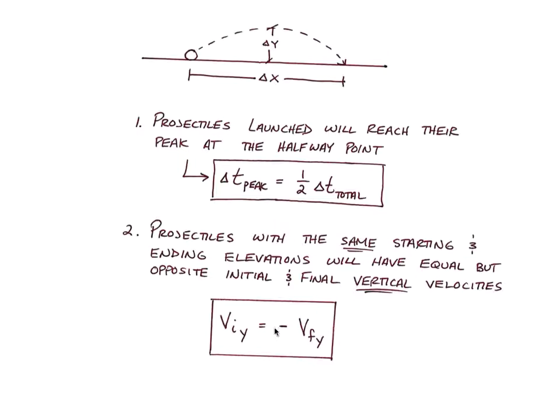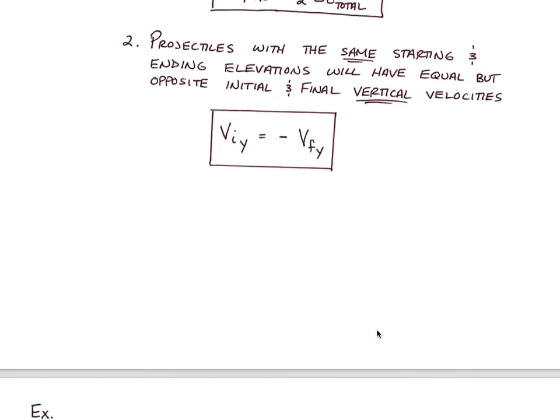So these are the two concepts to realize for same starting and ending elevation. Time to the peak is half the total time, and whatever initial vertical y velocity it leaves with will be equal and opposite to its final y velocity, because all the variables are the same. It's going the same height in the opposite direction. Gravity is the only thing pulling it down. The amount of time to reach the peak is the same from the peak to the ground. Everything is the same, so you'll just get a change in direction. So those are those two important concepts.